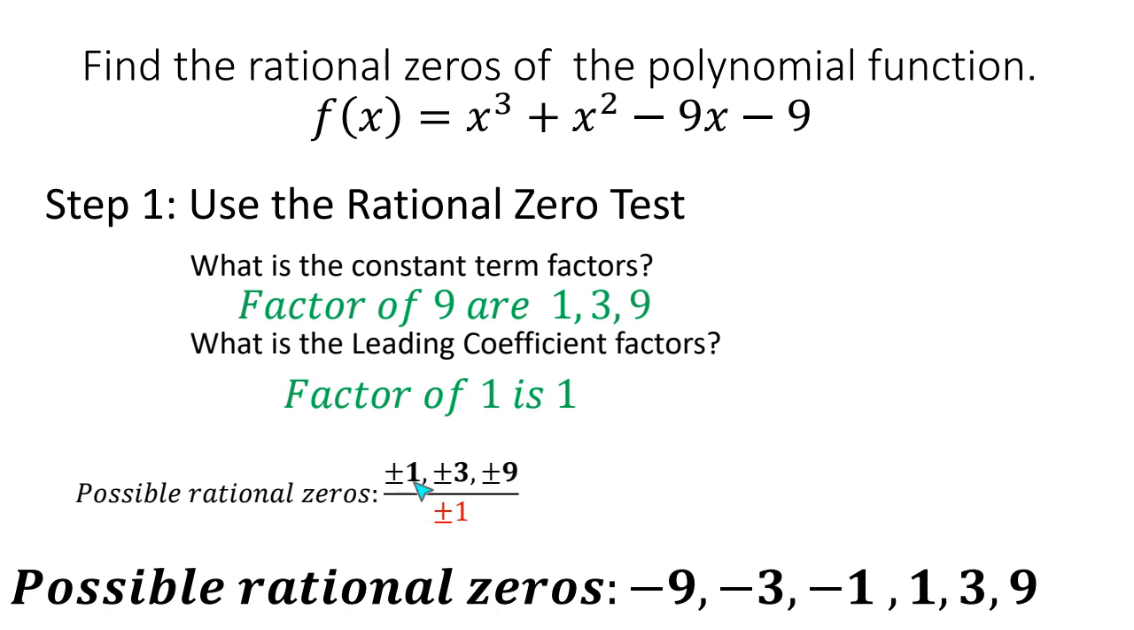And we want to include both the positive and negative for each of those factors. So I can write them as plus or minus 1, plus or minus 3, plus or minus 9, divided by plus or minus 1. So if we divide, we get 1 divided by 1, 3 divided by 1, and 9 divided by 1. So on WebAssign, they don't have the plus or minus symbol, so you would have to enter it separated by commas: negative 9, negative 3, negative 1, 1, 3, and 9.